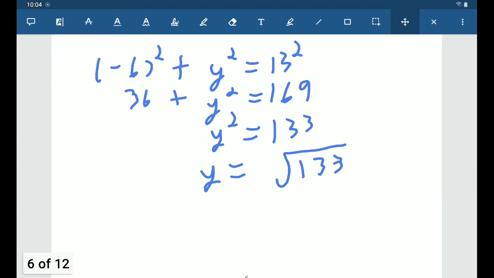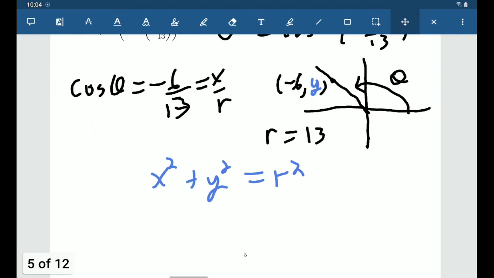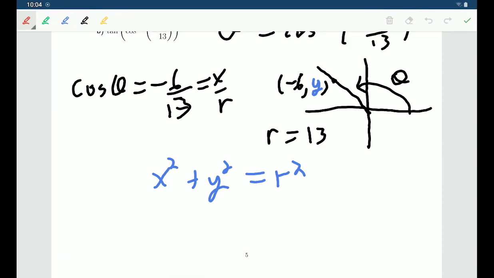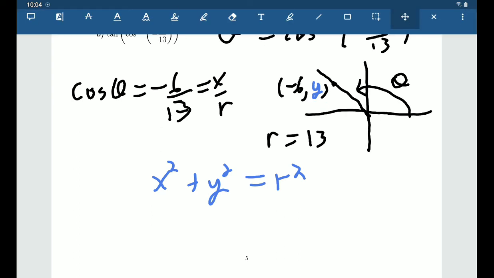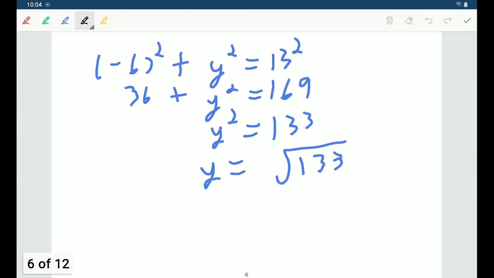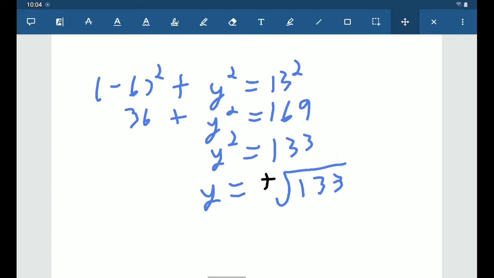This is where we need to go back and take a look at our sketch of our angle. Our angle was drawn in quadrant 2, and in quadrant 2, our y value is positive. We're above the x-axis. So that means that when we're taking our square root, we're not going to be taking the negative square root. We want the y value to be positive. We're taking the positive root of 133. Okay, so now we're ready to go. We know what x is, we know what y is, we know what r is.